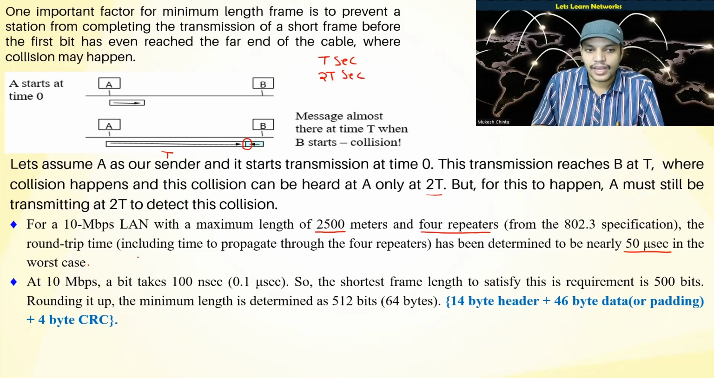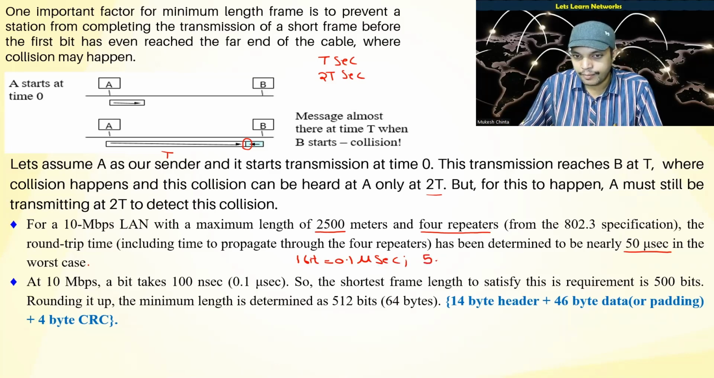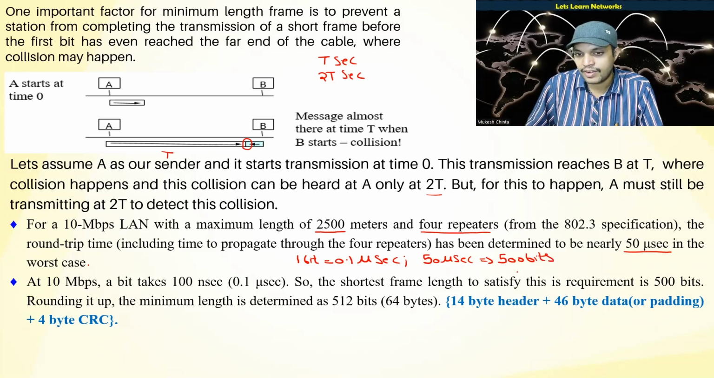If this is the case, at 10 Mbps, 1 bit will take 0.1 microsecond. For A to remain active, or for A to stay on the line transmitting for 50 microseconds, how many bits do you require? So 1 bit will take 0.1 microsecond, right? And now for 50 microseconds to be active, how many bits should be there? The least number of bits that your frame must have is 500 bits. So unless the frame length is 500 bits, A's transmission will be less than 50 microseconds.